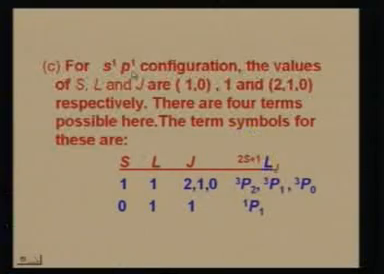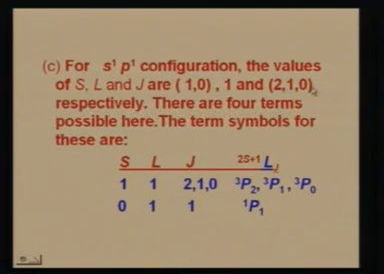Similarly, we can go to a little more complicated case, where not only do we have two non-equivalent electrons in s orbitals, but one of the non-equivalent electrons is in an s orbital and the other is in a p orbital. Let us take up this case, which is case C. You can see here that for this s1 p1 configuration, these will be the values of S, these will be the values of L and these will be the values of J.